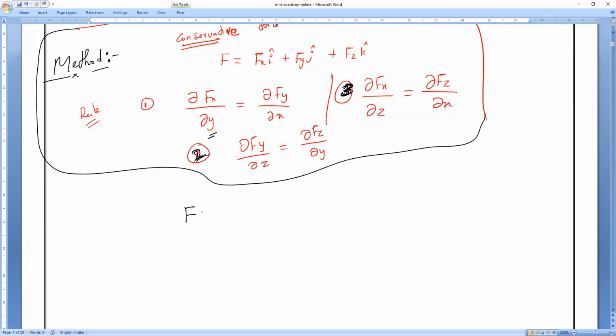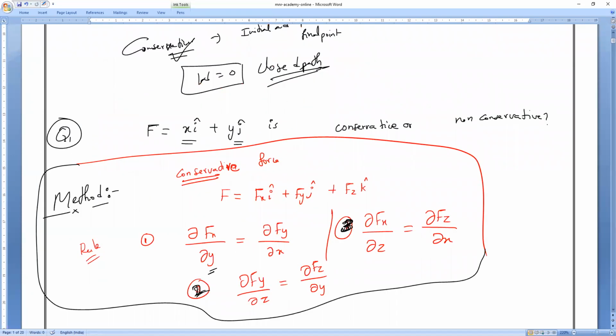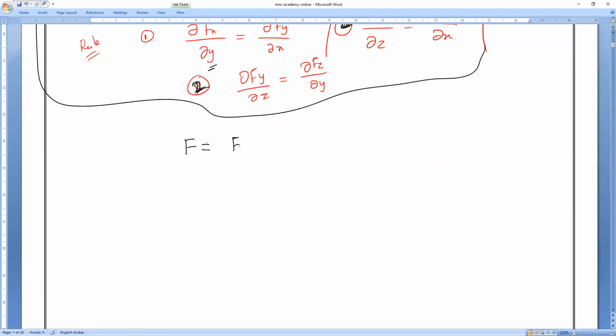First, the given force. What is the given force? Everybody check it, observe very carefully. It is x i cap plus y j cap. Correct? So let me take the given function as x i cap plus y j cap. Plus z, nothing is there, so z is 0. So x is called fx, y is called fy, and this is fz.